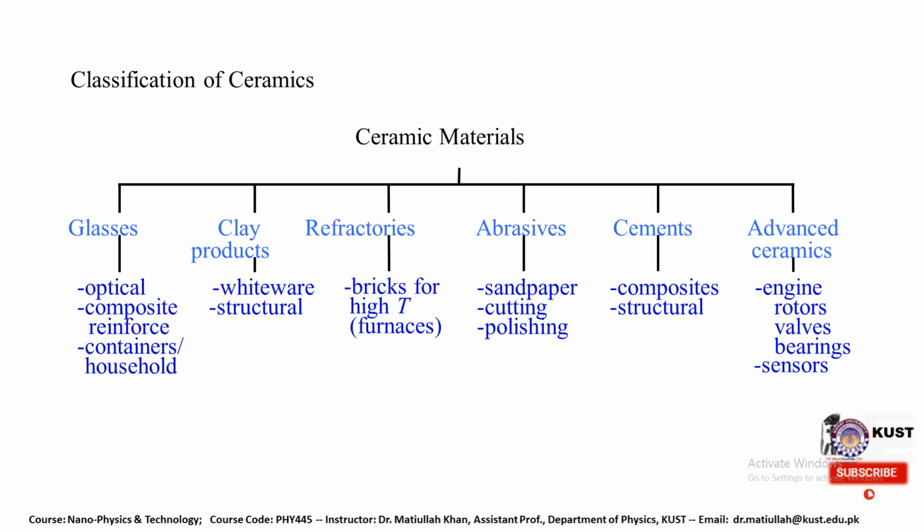We have refractories. Refractories include the bricks for high temperature, specially used in furnaces, and abrasives are also a type of ceramics material. Abrasives include the sandpapers, the cutting and the polishings. For this sort of application, these abrasives are used. We have cements. Cement is also a type of ceramic material that is basically used in composites and in structural applications.